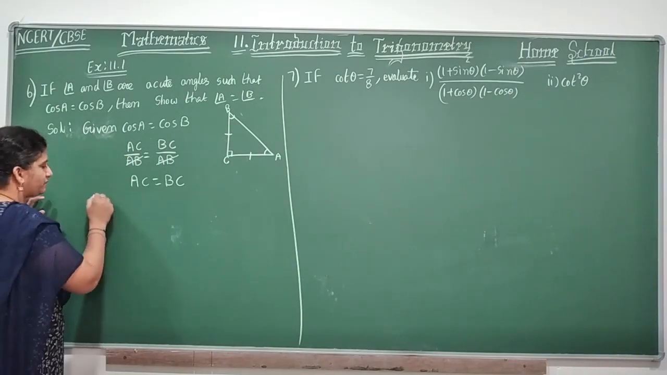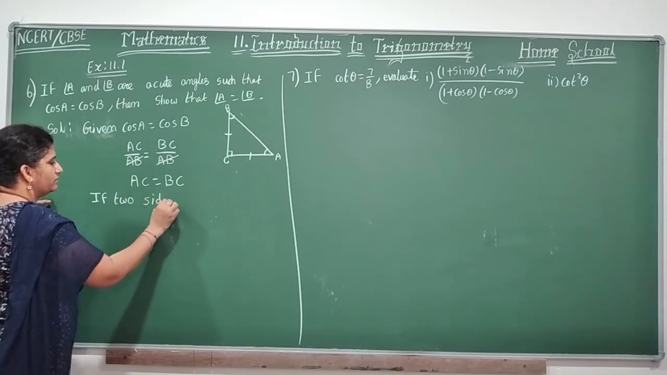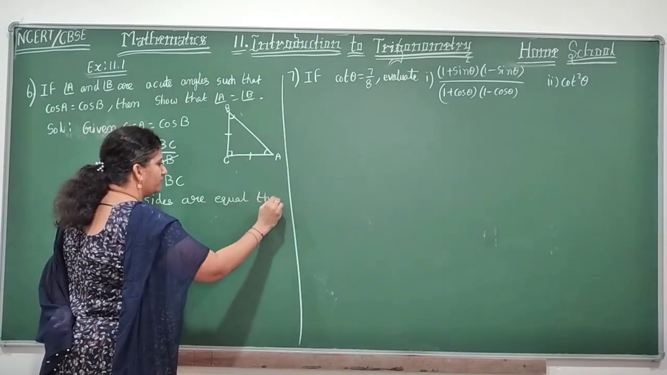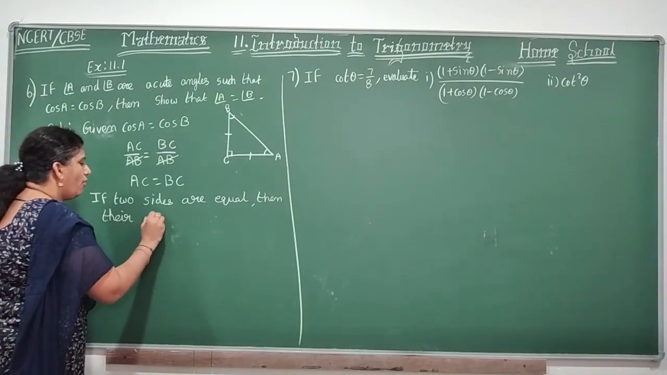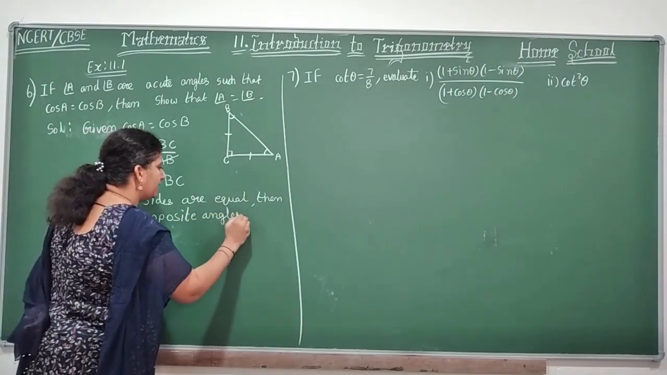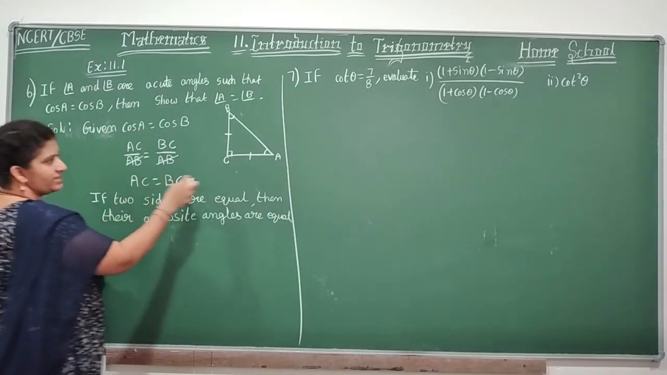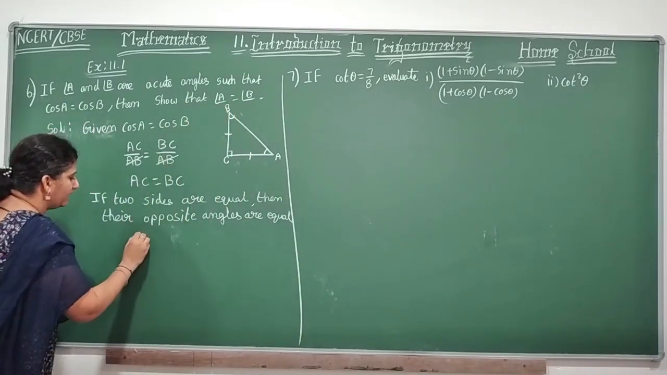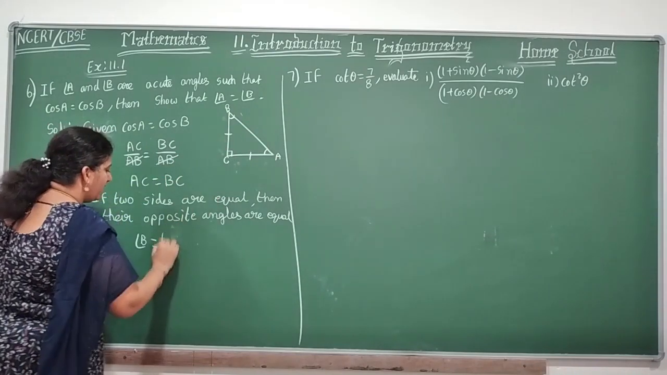According to that, if two sides are equal, then their opposite angles are equal. So look here, children, AC. Where is the AC side? This is your AC side. Its opposite angle is angle B. And what is your BC? The BC side's opposite angle is angle A.